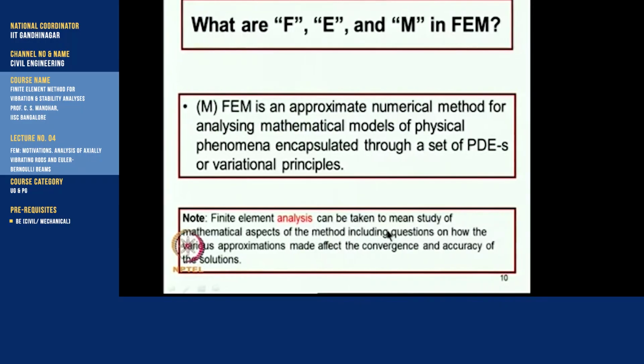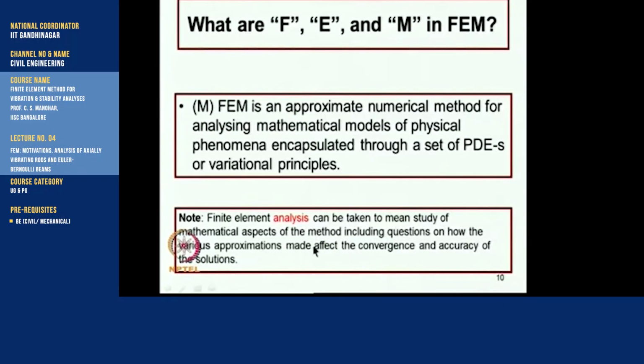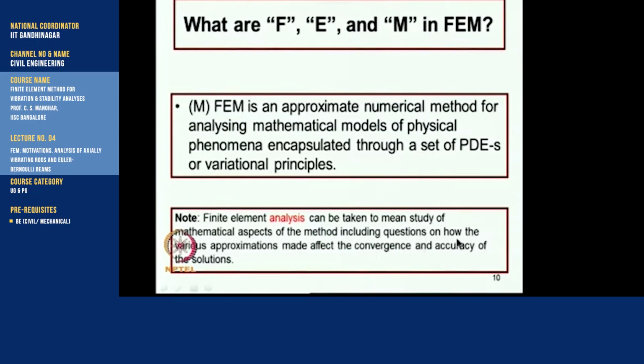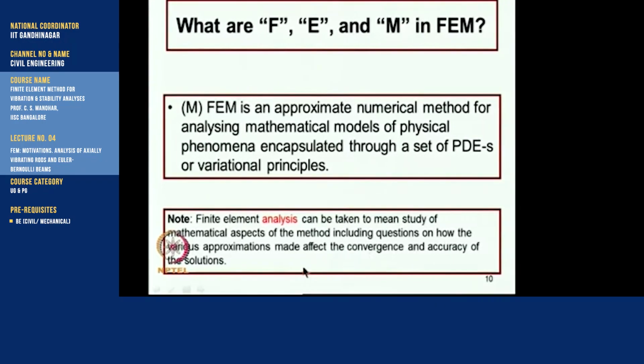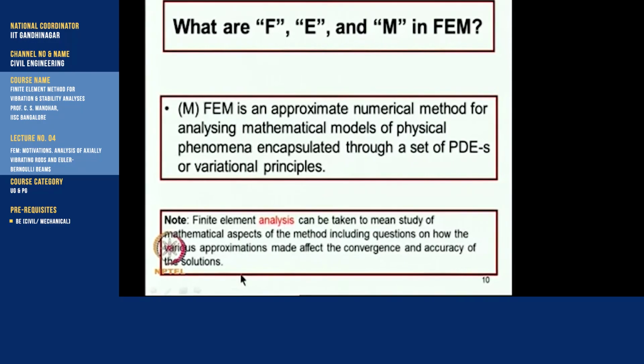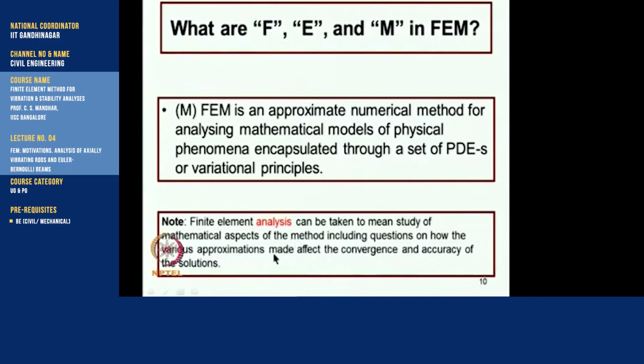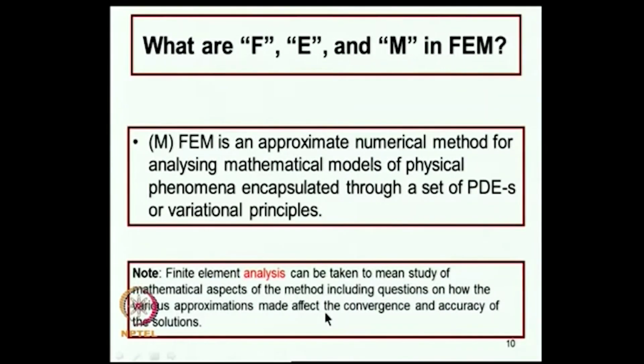Now, this can be taken to mean study of mathematical aspects of the method, including questions on how the various approximations may affect the convergence and accuracy of the solutions. So, this word analysis implies addressing these questions, whereas method implies using the tools to solve engineering problems with a proper understanding of how the method has been developed in the first place.